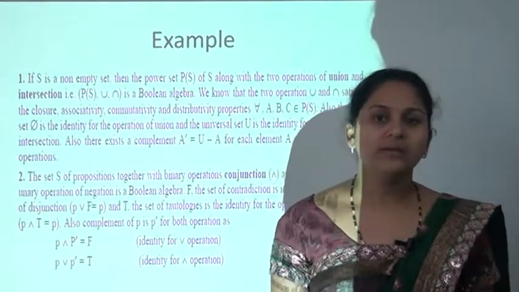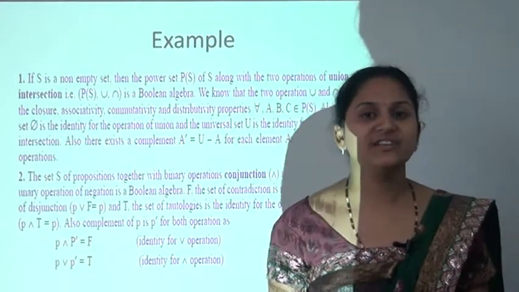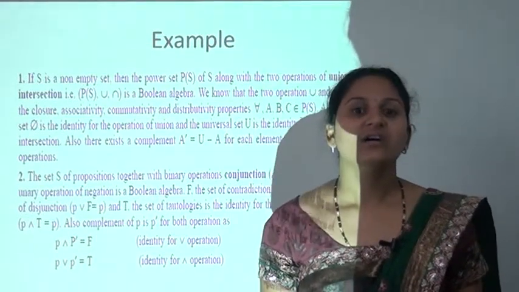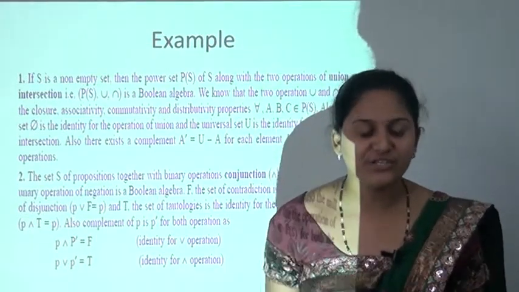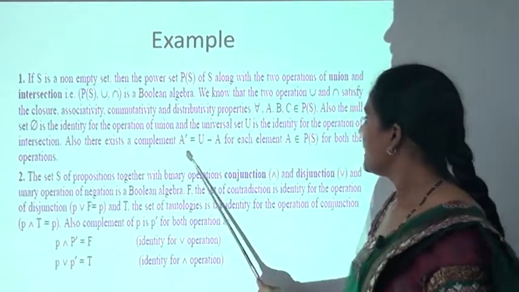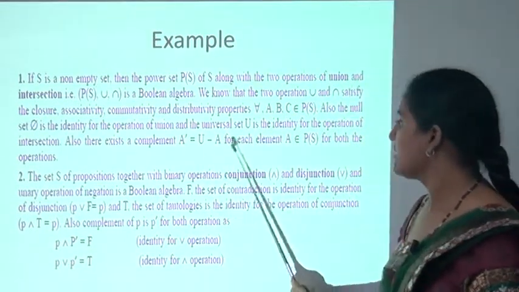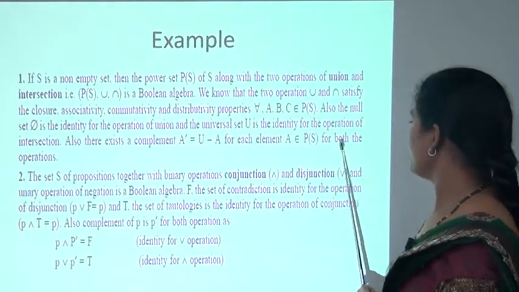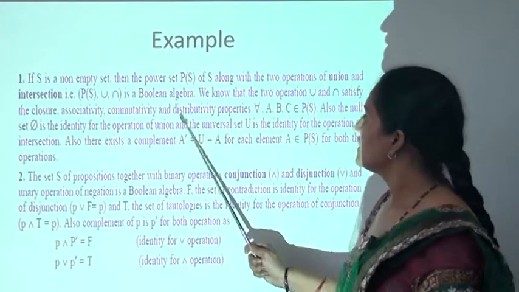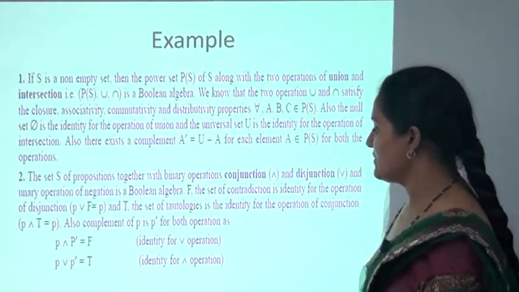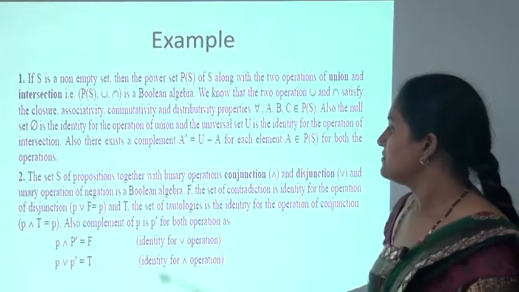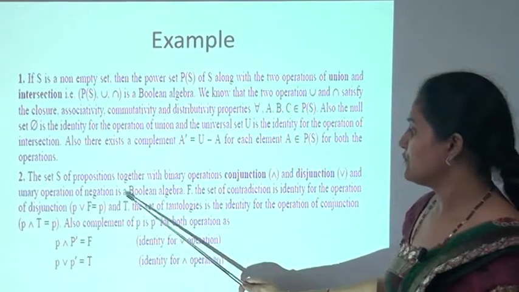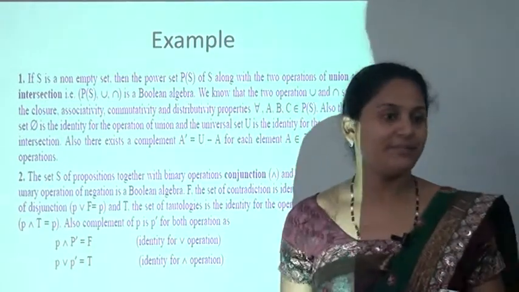Again, the null element and the universal set also satisfy the operations, and here the complement of A equals U minus A, for each element A belonging to P(S), for both operations. So this is also a Boolean algebra. Similarly, for the operations conjunction and disjunction, we can also prove this is a Boolean algebra.